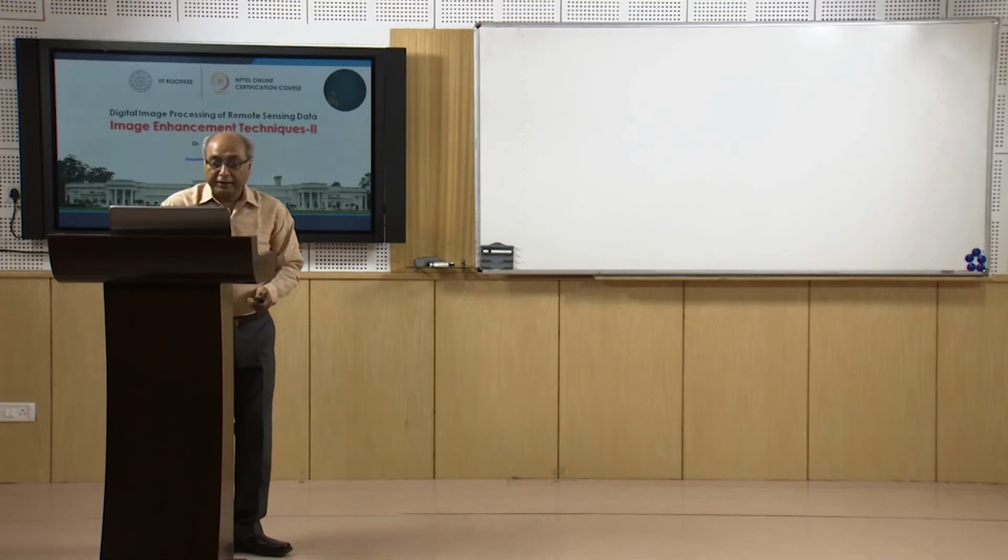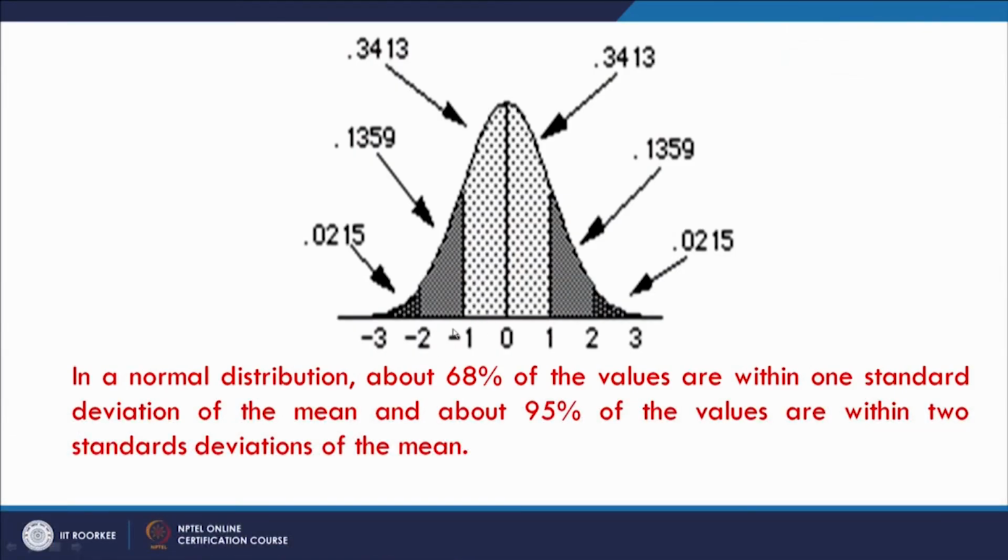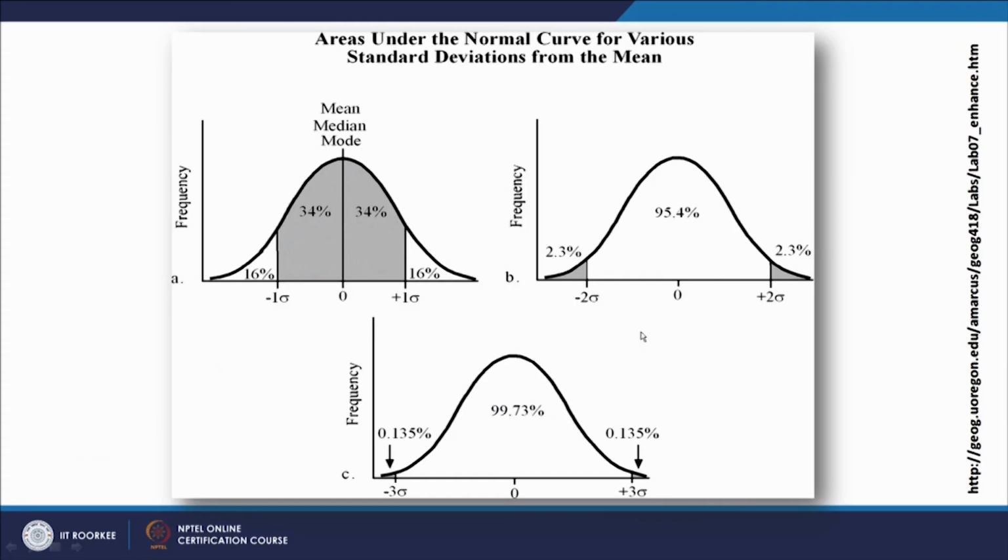Like in a Gaussian distribution, in a schematic it is shown one standard deviation, then 2 standard deviations, 3 standard deviations. In a normal distribution, about 68% of the values are within 1 standard deviation of the mean, and about 90% are within 2 standard deviations, as one can see. So only 5% of the data remains in the tail.